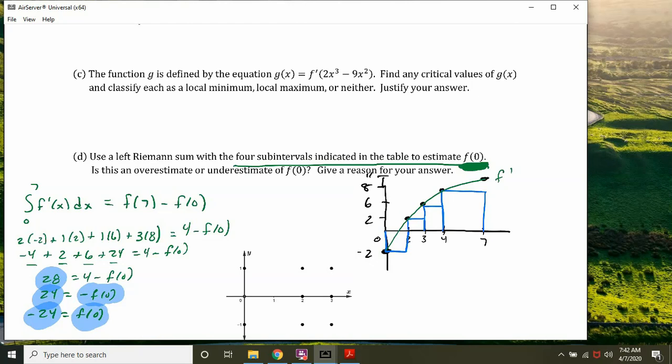Okay, a little tricky, but put some thought into it, and hopefully you get it. Shoot me an email if you need to. And last up, part E, with the slope fields and the tangent line approximation.